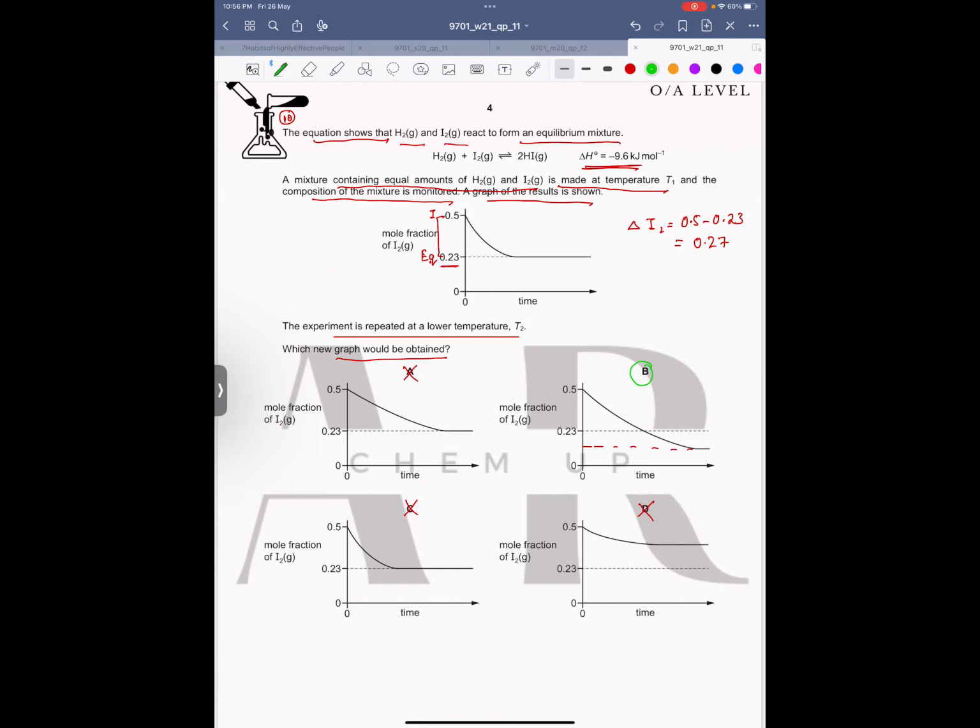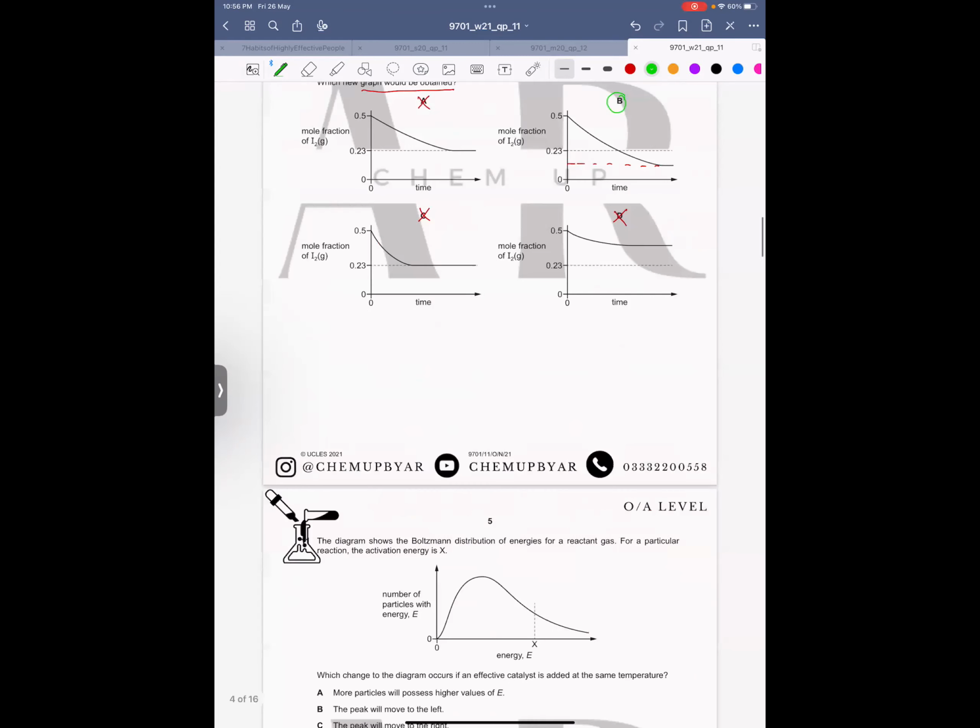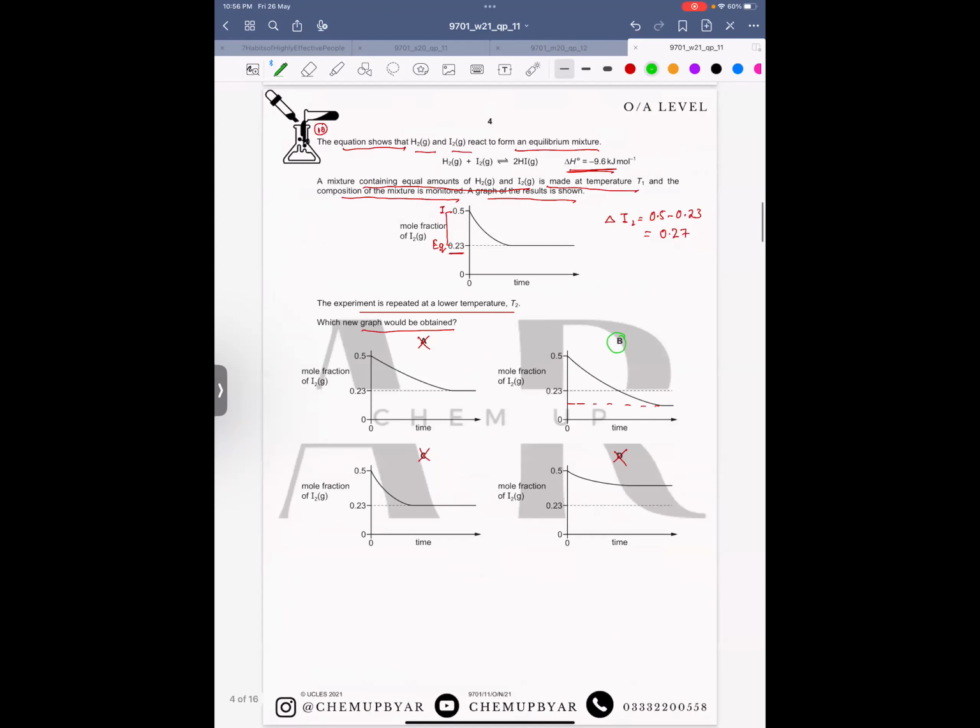Is this question clear till here? Tomorrow inshallah we will continue the session and do the rest of the questions from this past paper.